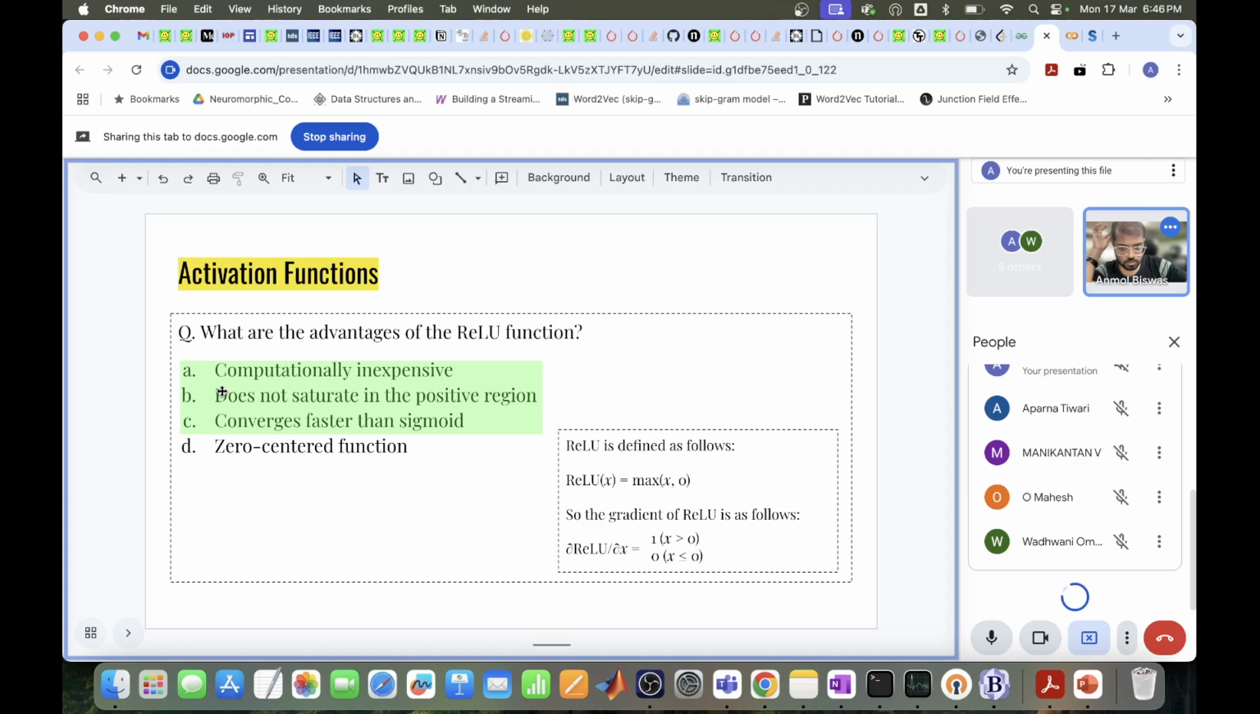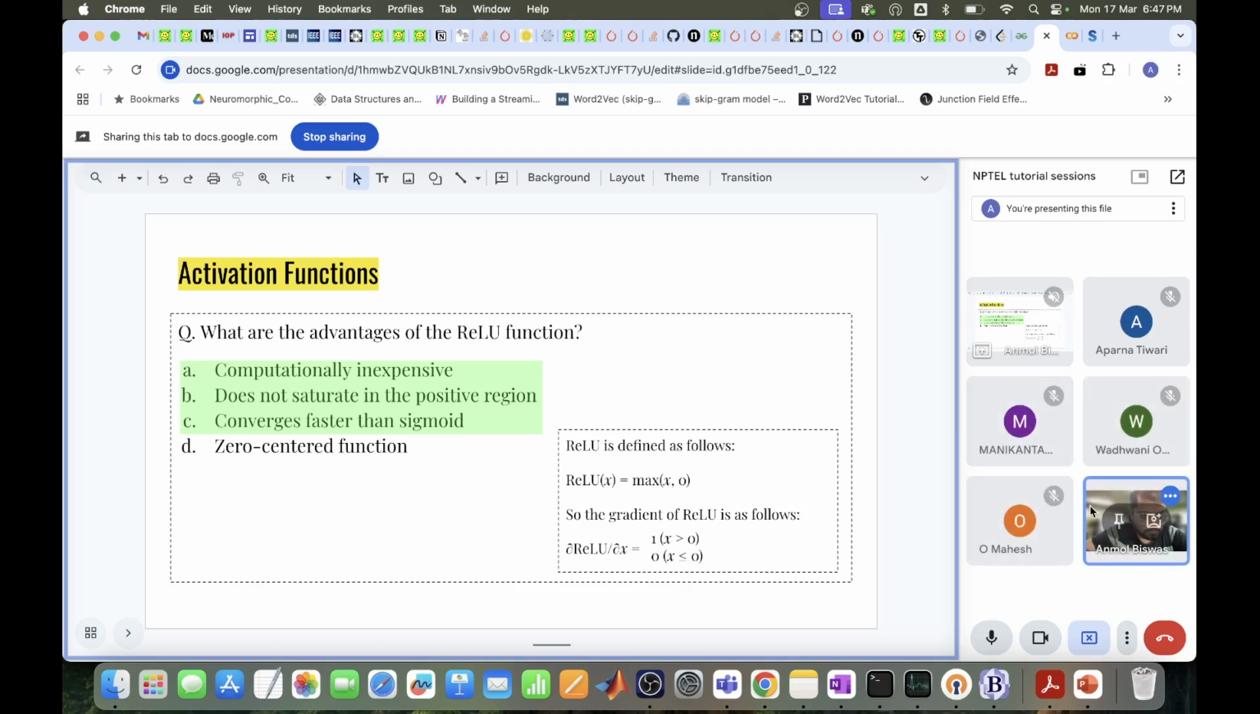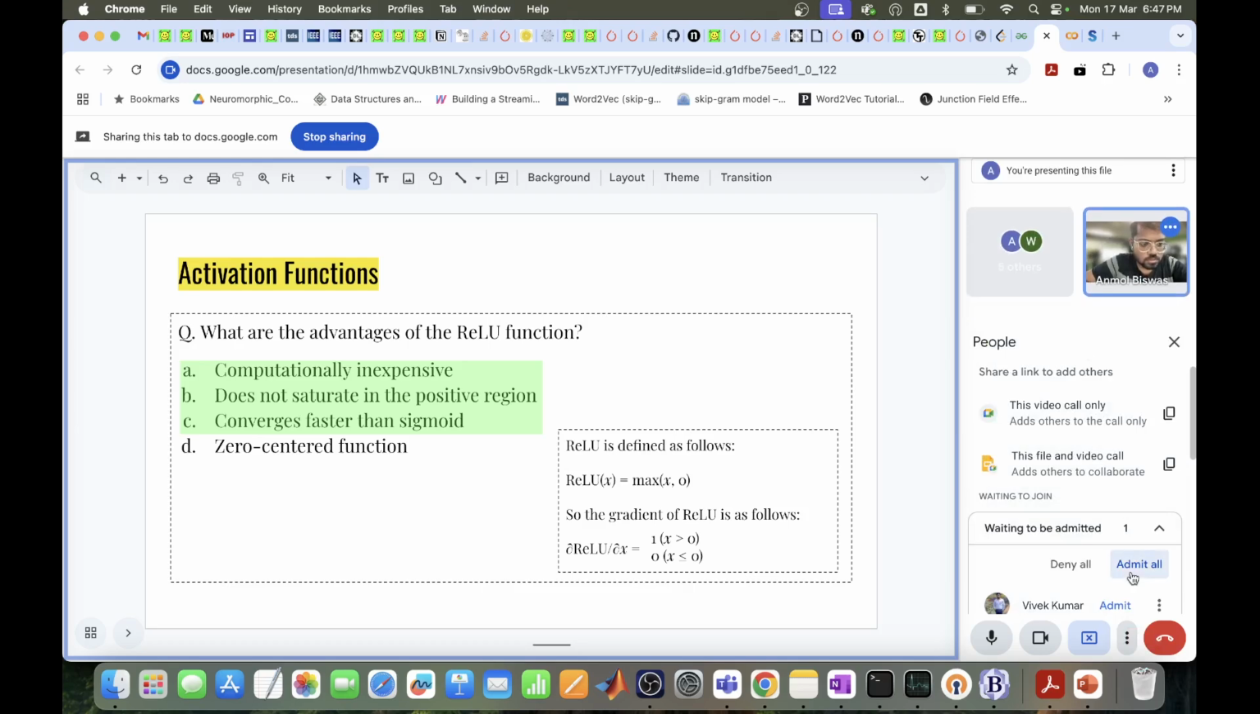Obviously it's very inexpensive: you just do one comparison against 0, and you get your output. Then it does not saturate because it keeps on rising; it's linear in the positive region. The third thing is that it converges faster than sigmoid, which is related to the same kind of problems. It does not have the vanishing gradient problem, so it's more effective in learning in deep networks. What it is not, however, is zero-centered, because there are no negative values that it can take.